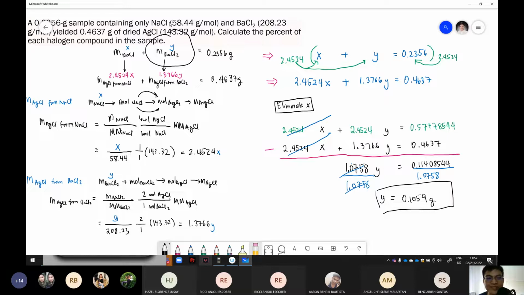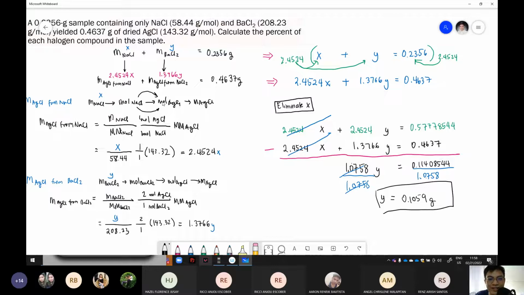Ayan. O, paano mo kukunin yung x? Yung x, isubtract mo na lang yung mass ng y dito. You will get your x na. Di ba? Parang kang nag-magic na. Like, it seems na parang impossible siya at first. Pero, if you know your stoichiometry well, makukuha mo pala siya. Okay? O, nakuha ko na yung y. Oh, ang saya. Nakuha ko na yung barium chloride.